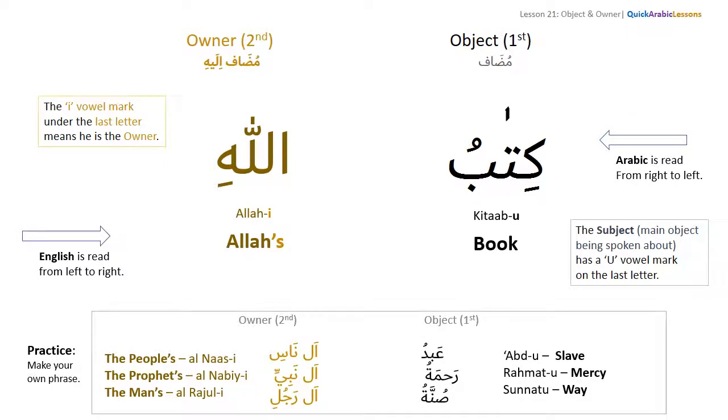Now that's simple, straightforward. Now let's look at the objects in the practice section. Abd means slave, and if we were to make a small phrase, we would say Abd is the subject. Abdu, the main thing that's being spoken about, and the people, that is An-Nas. Al-Nas means the people. So if you were to say the people's slave, then that would be Abdun Nasi.